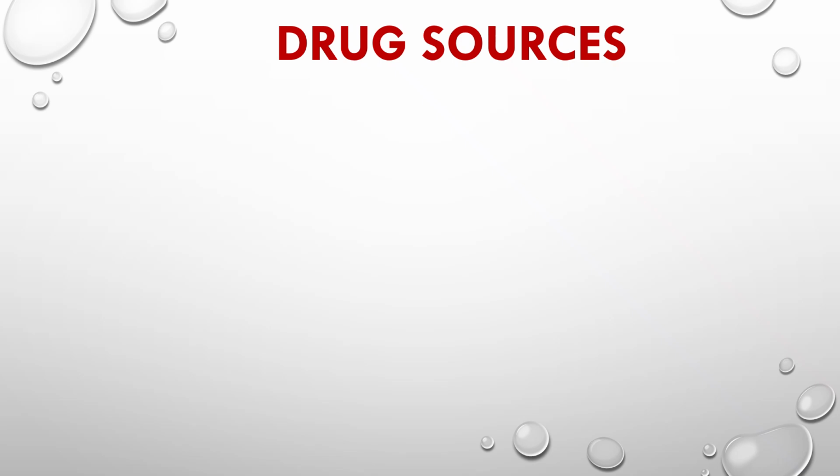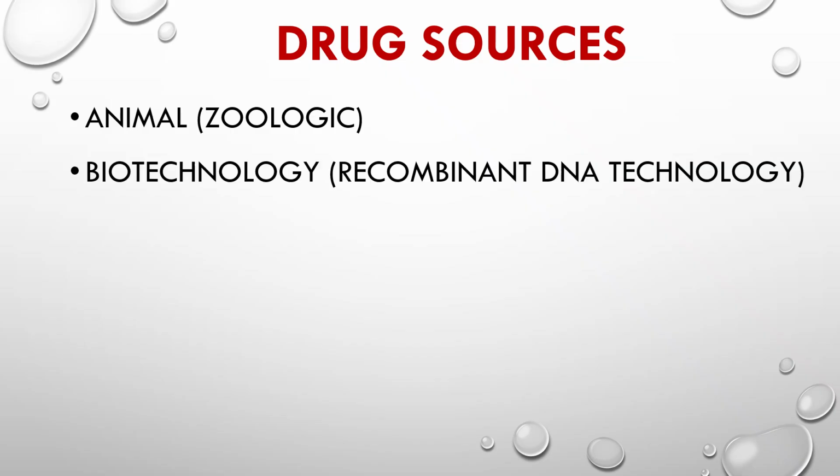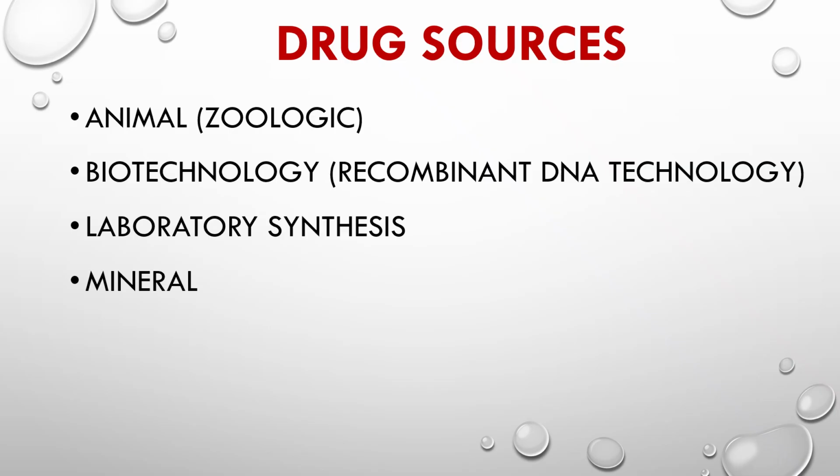The learning objectives kind of gave those away. So first of all, we have drugs that we get from animals called zoologics, and that can include from other humans. So if we're getting drugs that are being isolated and given from one human to another, that would be an example of an animal. Biotech, so the recombinant DNA technology. We also have synthetic or lab synthesis, often just called synthetic, minerals, and then we also have plants or botanic.